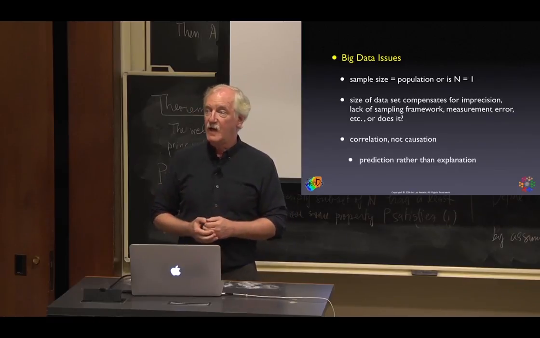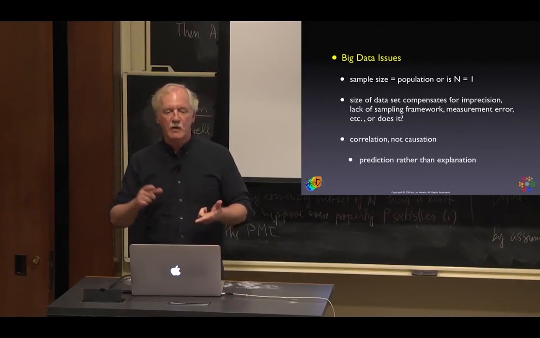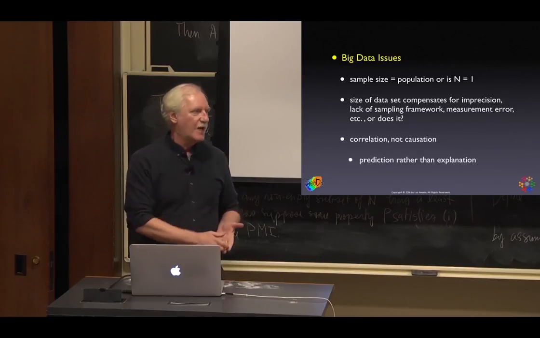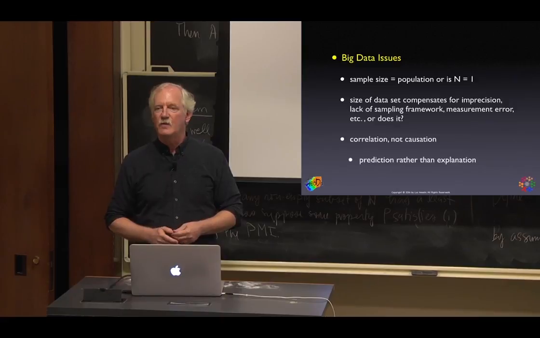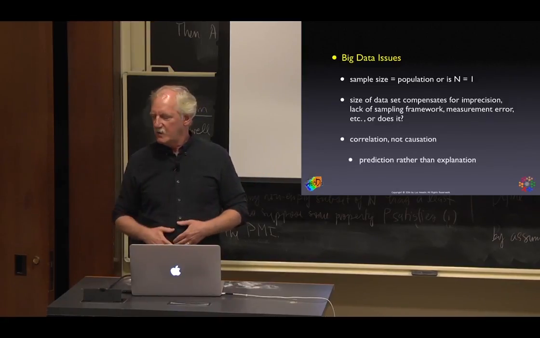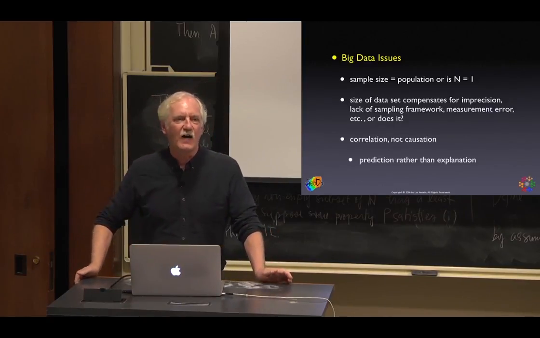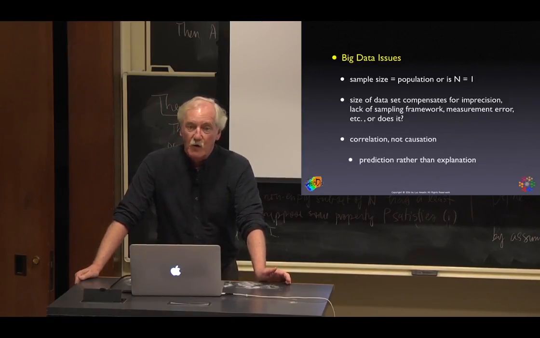The argument is that the size of the data compensates for everything else you've been taught to do, like being precise in your measurement, thinking about your sampling framework, avoiding systematic measurement error, and so on. If you read some of the early columns about big data, there was the end of theory, in Wired magazine. Very controversial statement. Is it or not really, right?